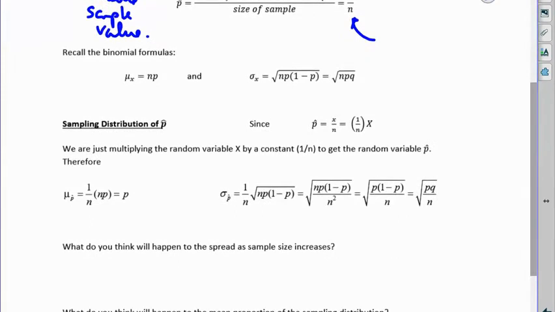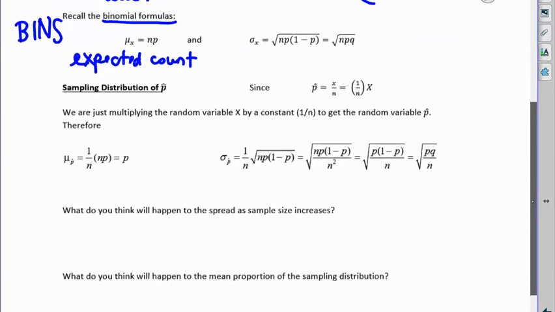We can think about our binomial formulas, where if we were to check that it was binary, independent, a fixed number of trials, and the probability of success not changing because it was independent, then we could use our binomial formulas. In the binomial formulas, our mu sub x is basically the expected count of our result, what we're interested in. And we have our expected standard deviation for what we're interested in.